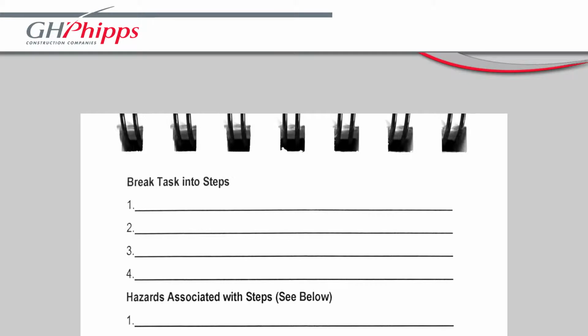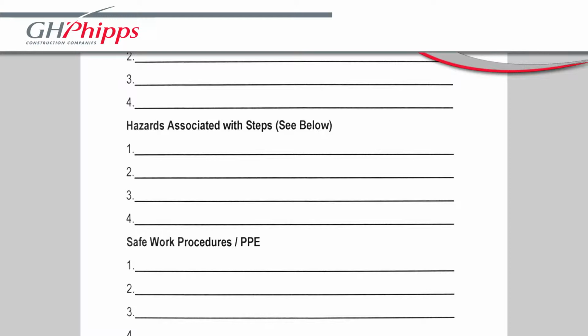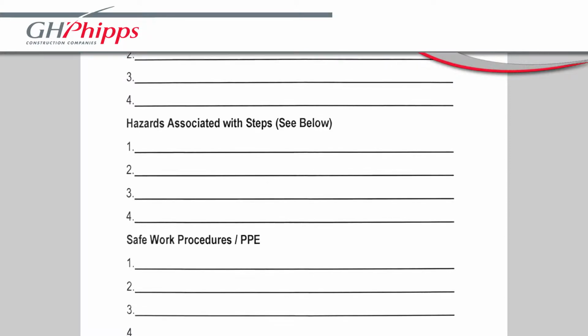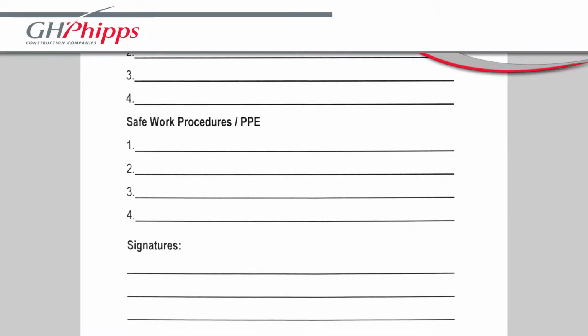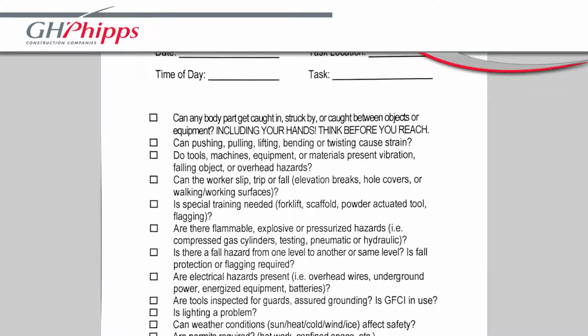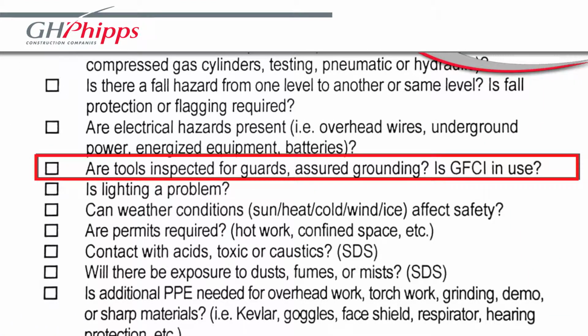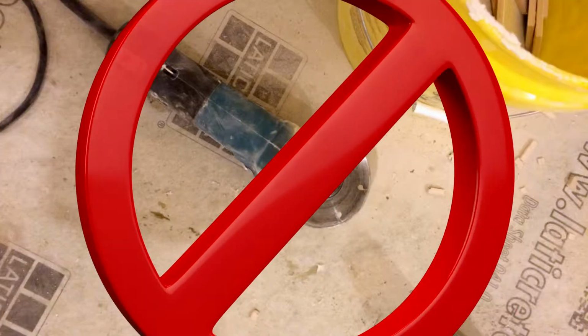In the first section of the JHA, you will list the basic steps necessary to complete the task in question. The second section is for existing and potential hazards. The third section is for recording suggestions to eliminate and control each hazard. Complete the JHA by task importance as needed. Review the checklist to help identify common hazards and add these hazards to the corresponding section.